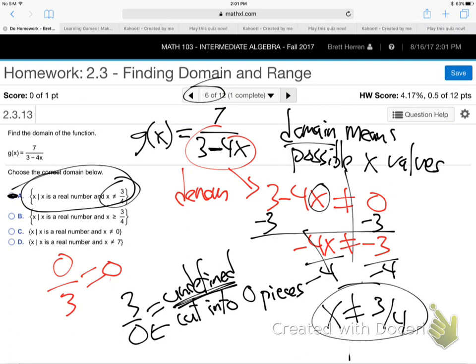Right? Do you see how it works, guys? Maybe this would help. If you let x be 3/4, do you see how it would cause a problem? See what it would do? Let me work it out to show you.